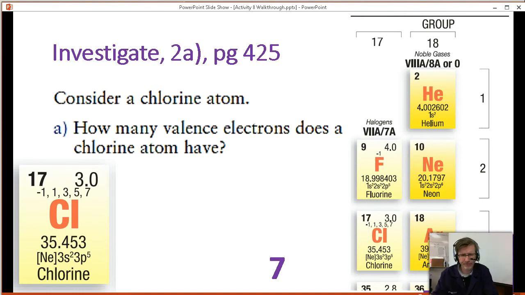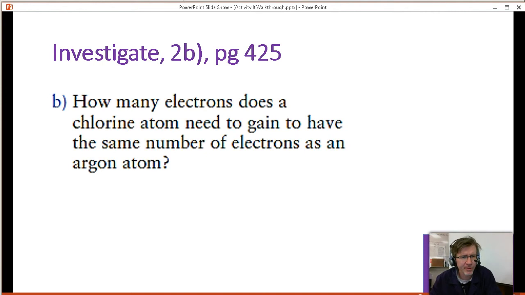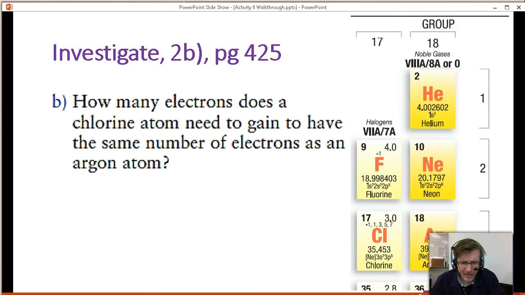Oh, okay, good job. All right, 2B, page 425. How many electrons does a chlorine atom need to gain to have the same number of electrons as an argon atom? Oh yeah, okay, so if chlorine is here, if it could have 1 more electron, it would be argon, totally happy from a valence electron point of view. So it looks like just 1.